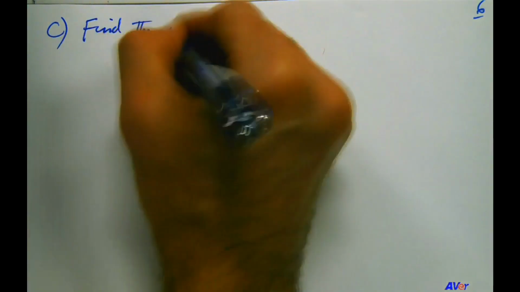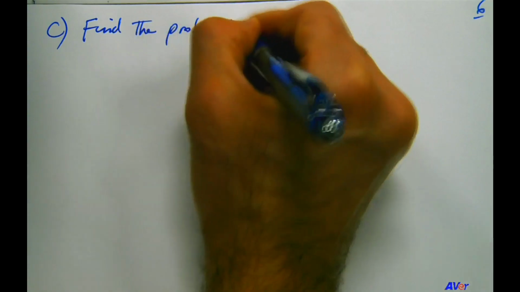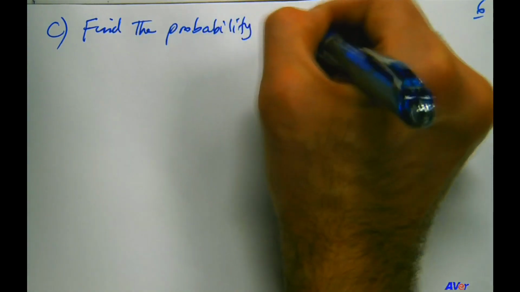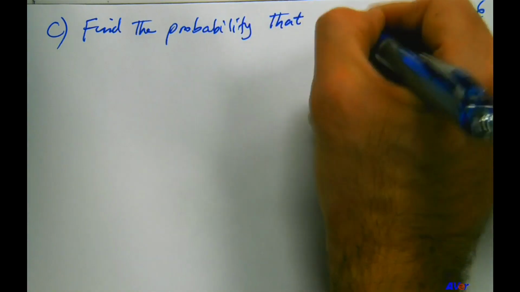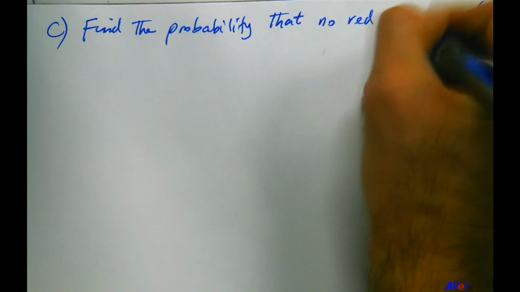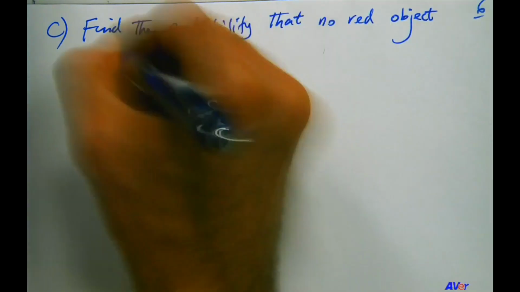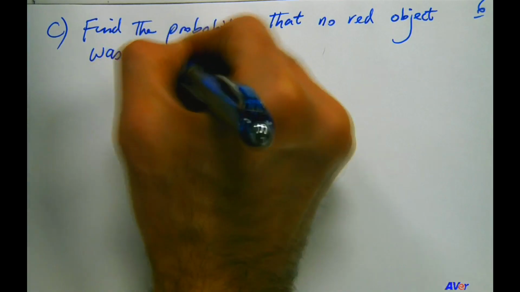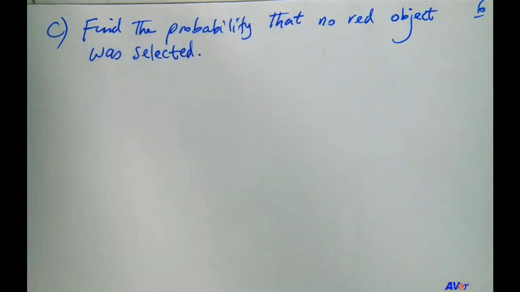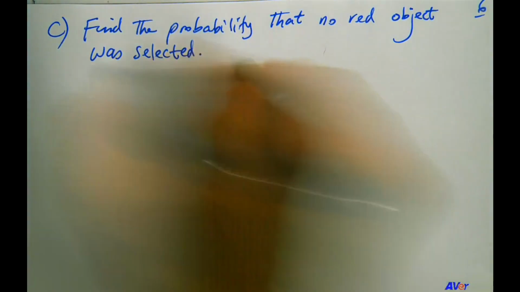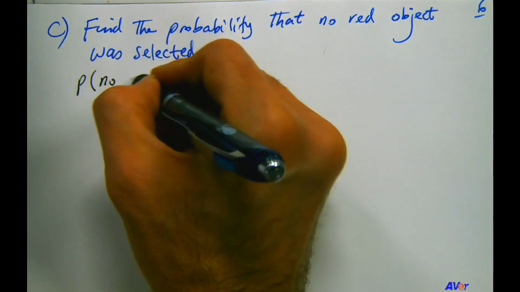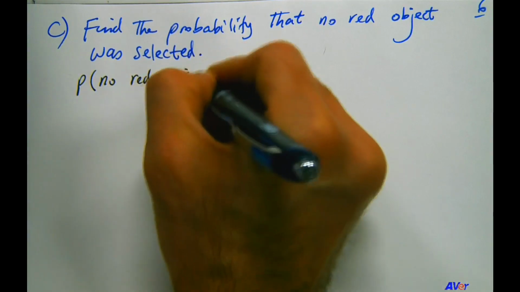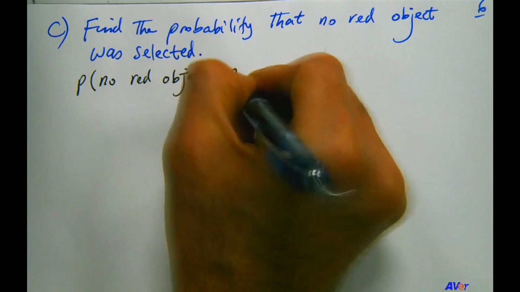So part B, or C, they want us to find the probability that no red object was selected. Okay, no red object was selected. So we're looking for the probability of no red object, right? That's the question mark.